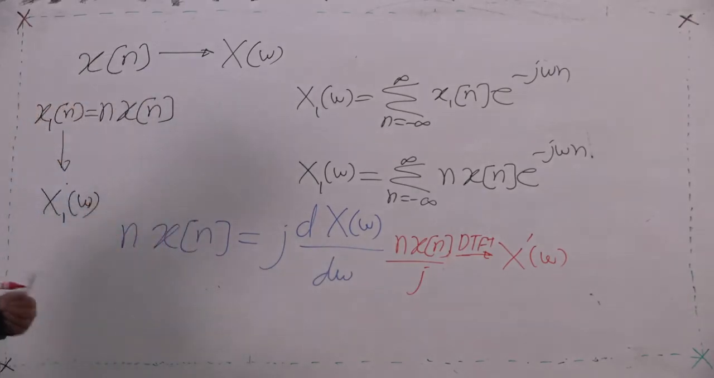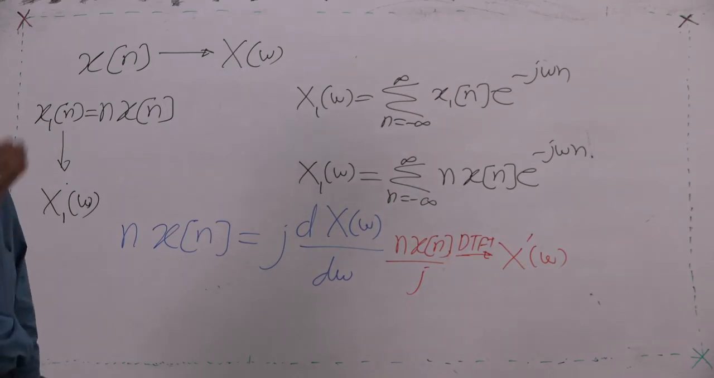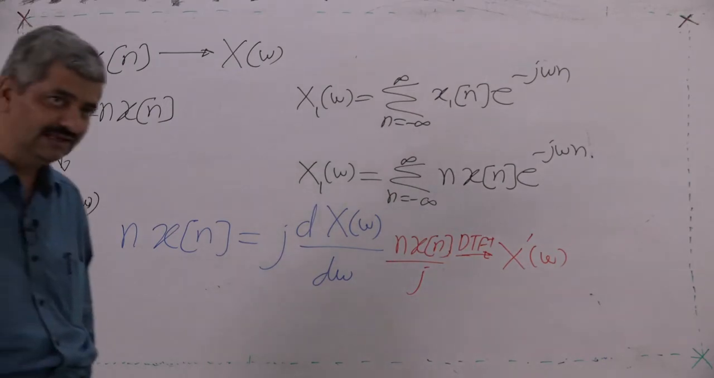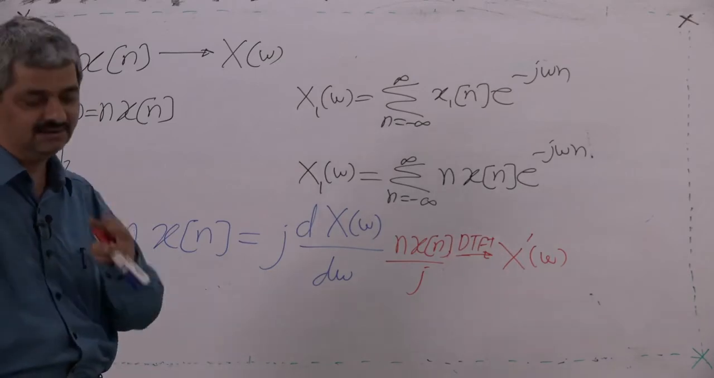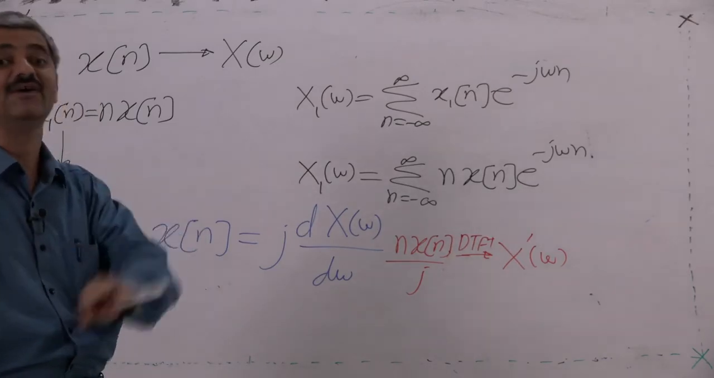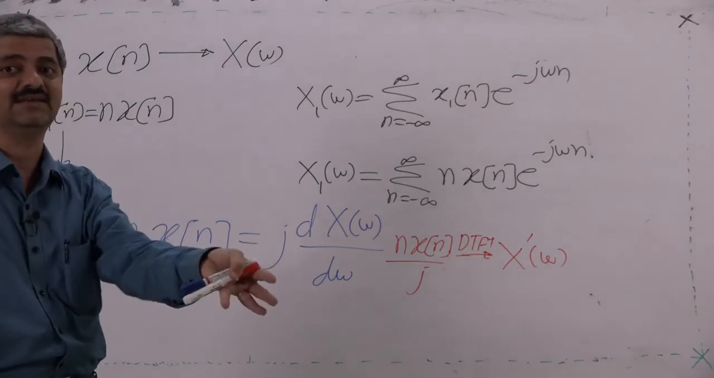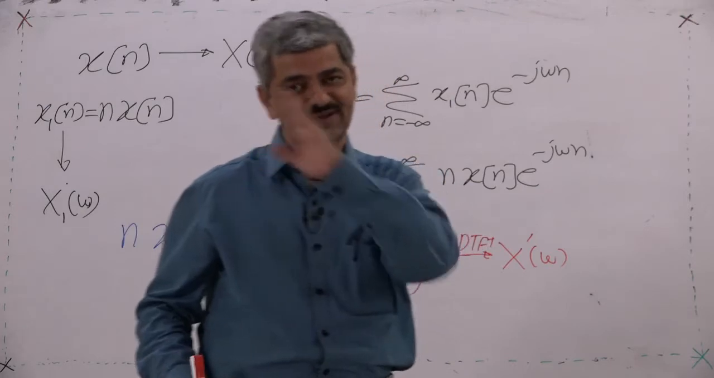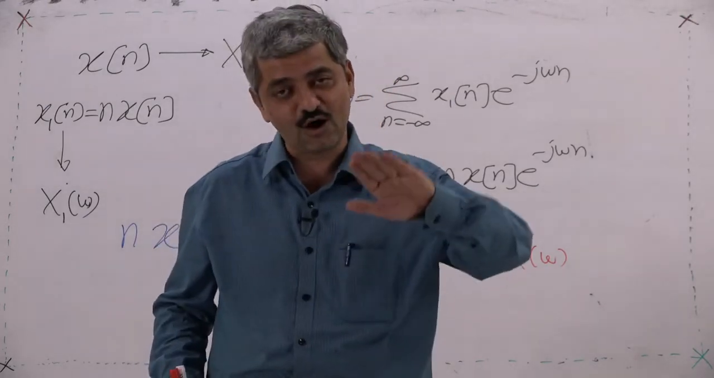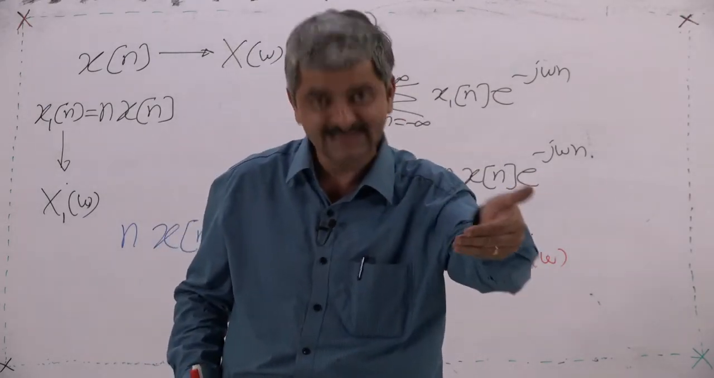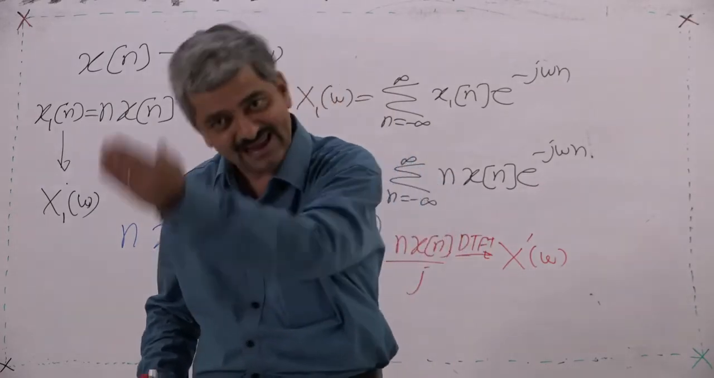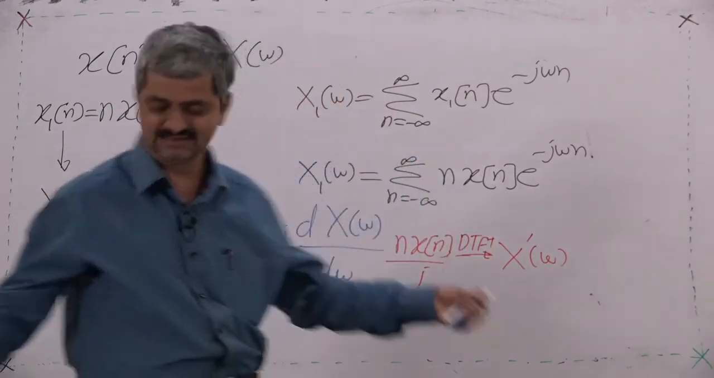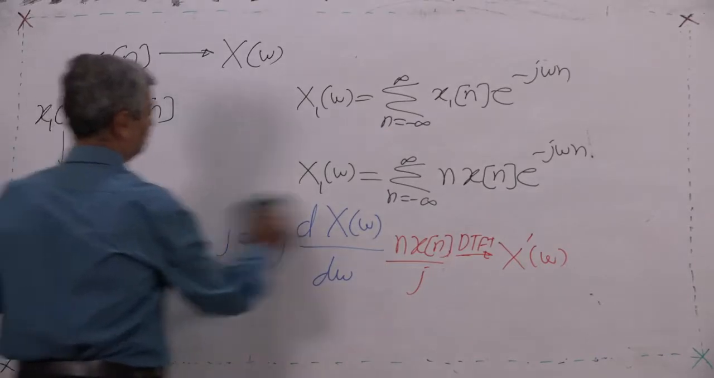So what do we want to prove? We will prove that the derivative of the DTFT is the DTFT of n x[n] upon j. Listen very carefully. X(omega) is the DTFT of x[n], then the derivative of the DTFT of x[n] is the DTFT of n x[n] upon j. How? We can just have a simple cross check.